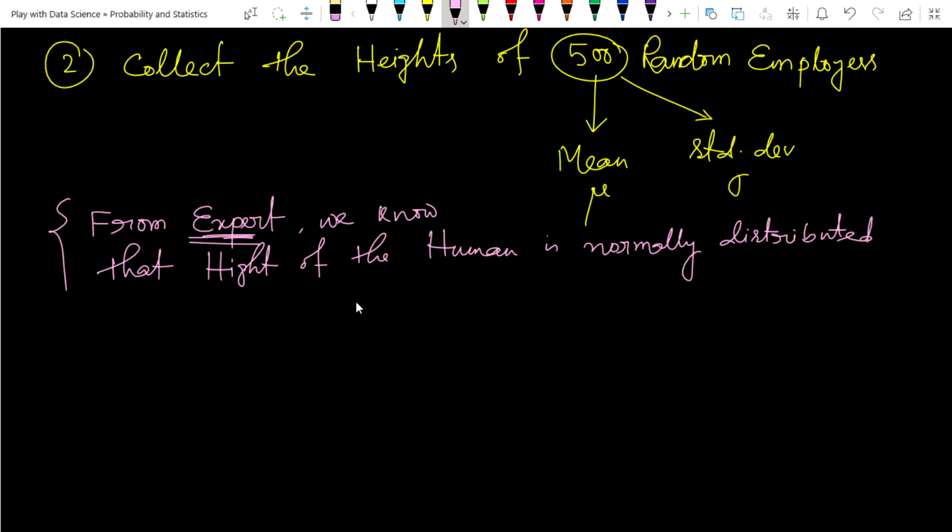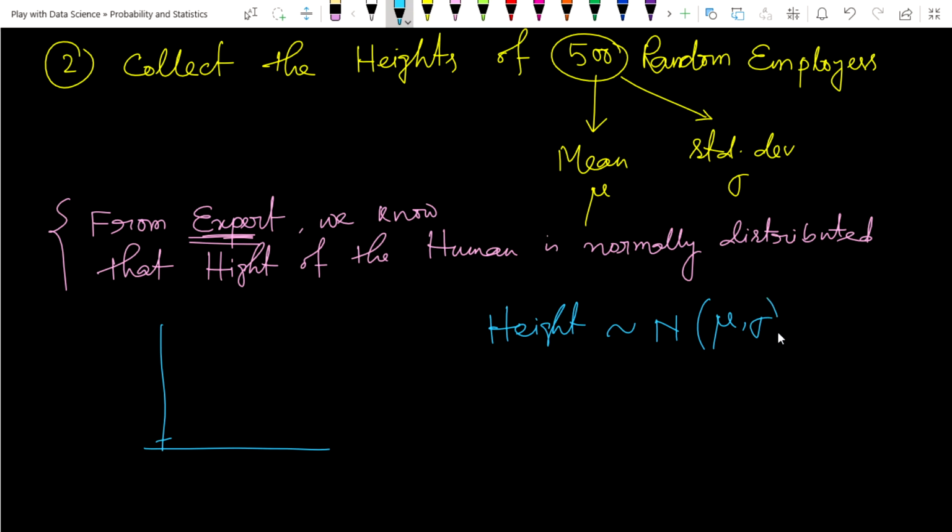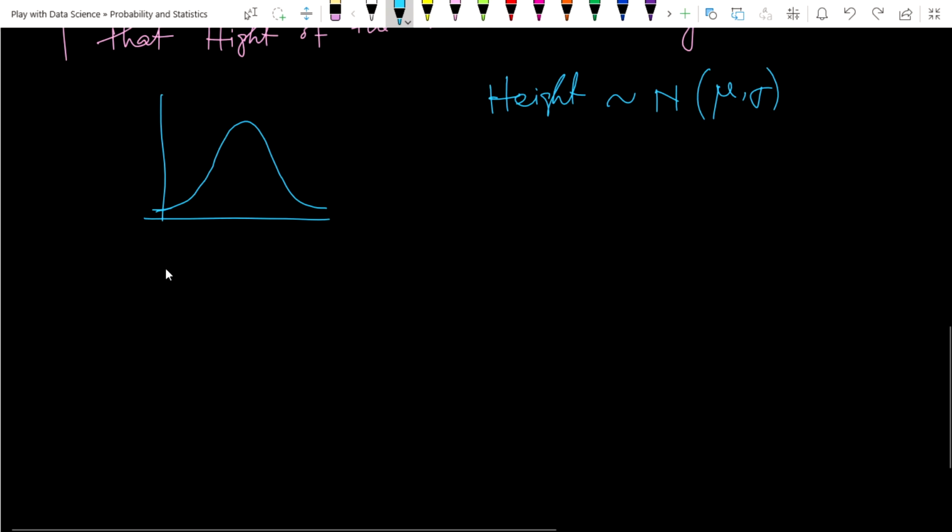So from these kinds of experts, we get this data. Since the height is normally distributed, using this mean and the standard deviation, we can easily plot the probability density function, and also easily find its cumulative distribution function.